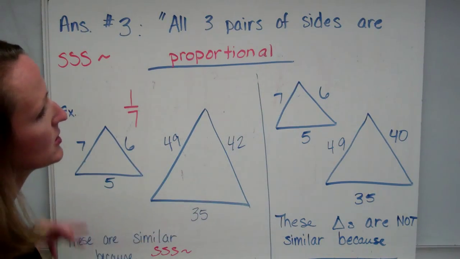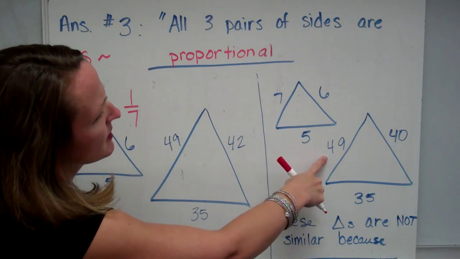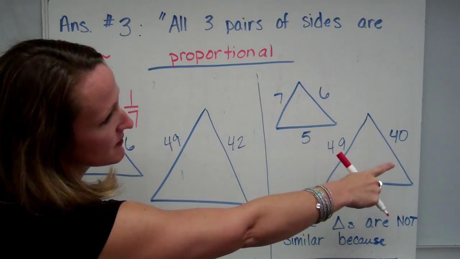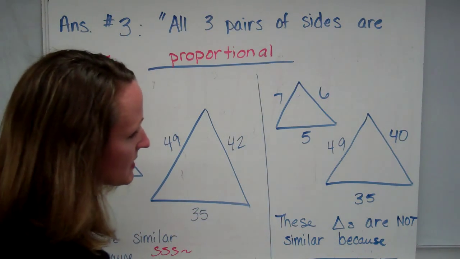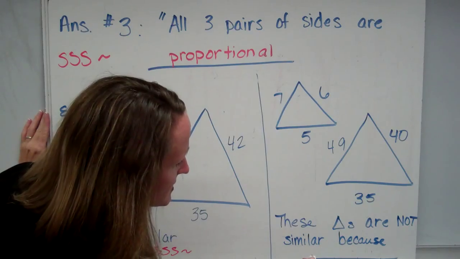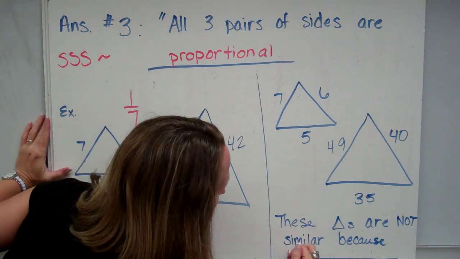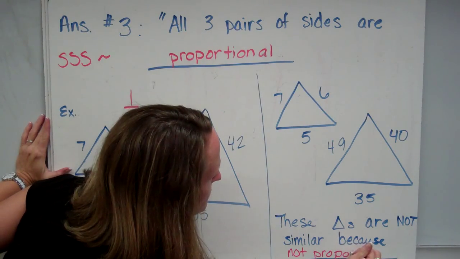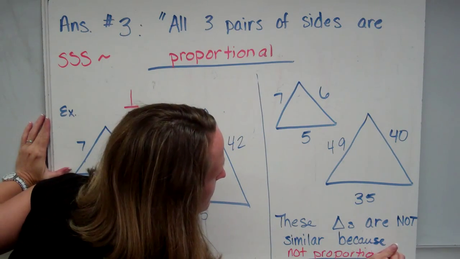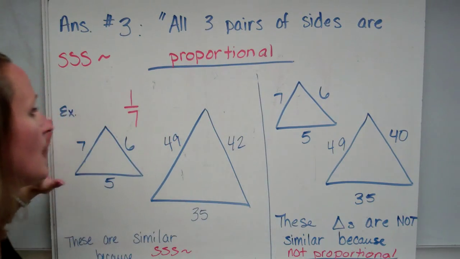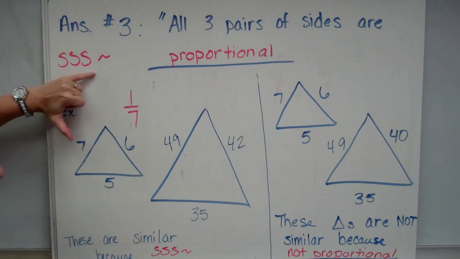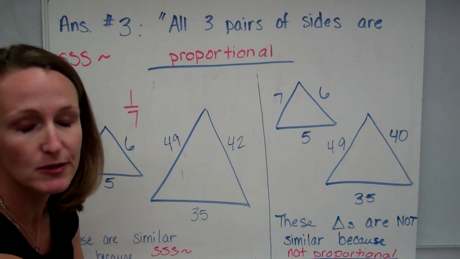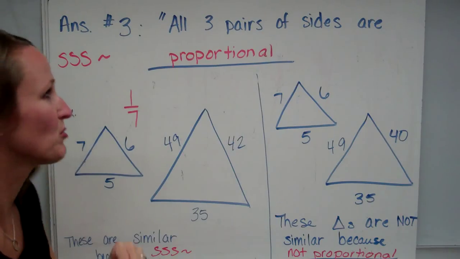Over here, if we looked, 7/49, that's 1/7. 5/35 is 1/7. But 6/40 does not simplify to 1/7. So these triangles are not similar because the sides are not proportional. And again, what we learned on this slide, side-side-side similarity is how we can compare 2 triangles with all 3 sides proportional.